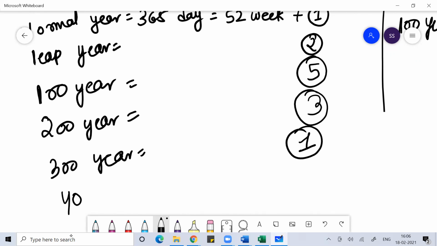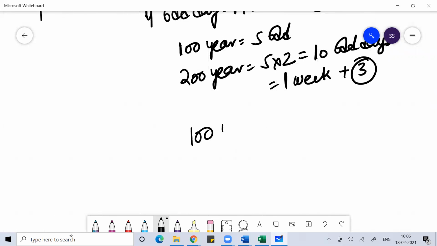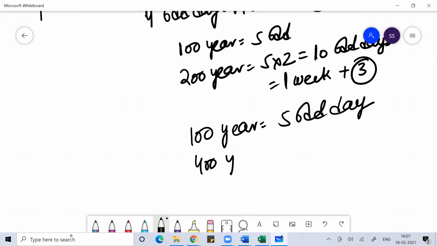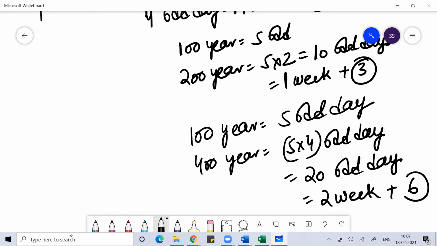And if I ask you 400 years, 100 years means 5 odd days, so 400 years has 5 into 4 odd days. 5 into 4 means 20 odd days. 20 odd days means 2 weeks plus 6 days extra.